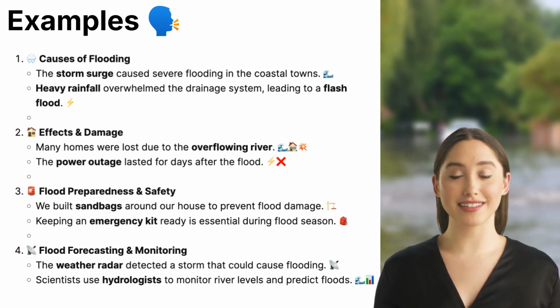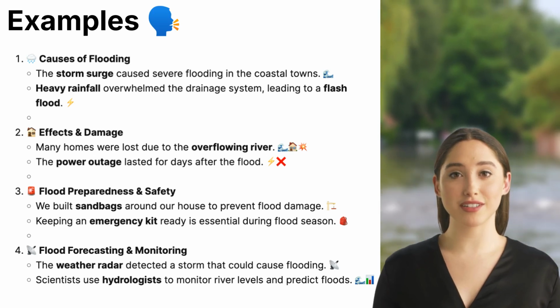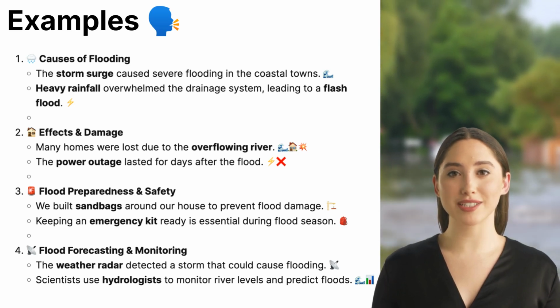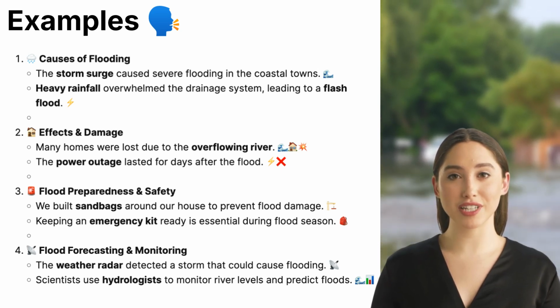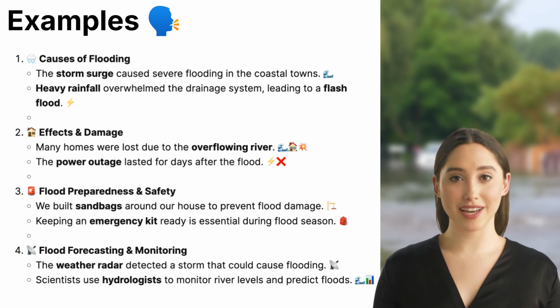2. Effects and damage. Many homes were lost due to the overflowing river. Rivers can rise beyond their banks after heavy rain, leading to widespread destruction in nearby communities. The power outage lasted for days after the flood. Flooding often damages electrical infrastructure, causing long-term blackouts.